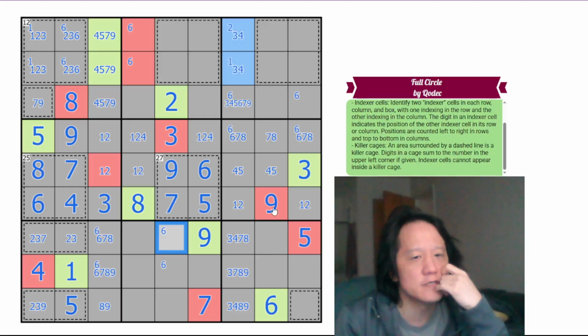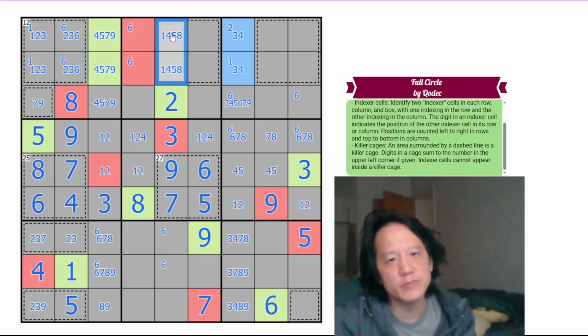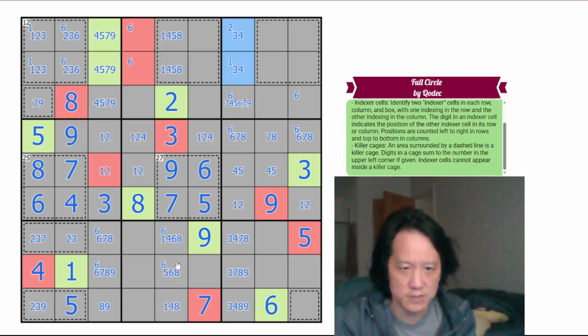Remaining digits of column 4. We have 1, 4, 5, 6, 8. This can't be 6 because of 6 in the box. This can't be 1, 4. This can't be 5. This can't be 5 or 6.